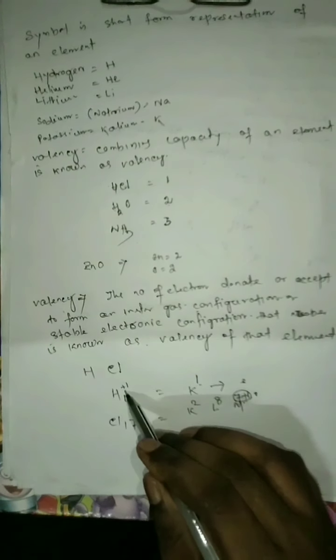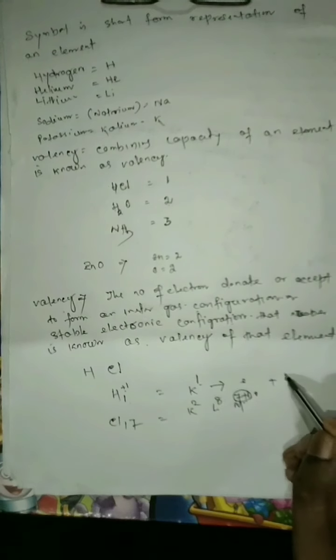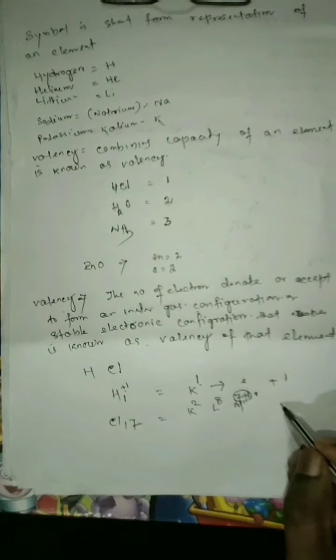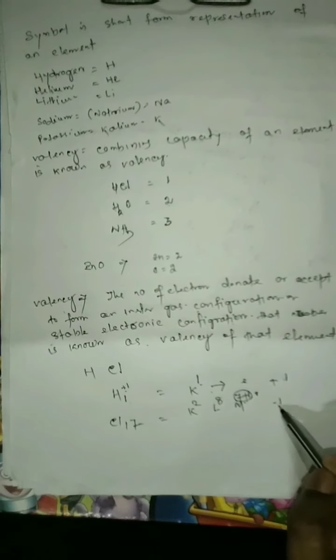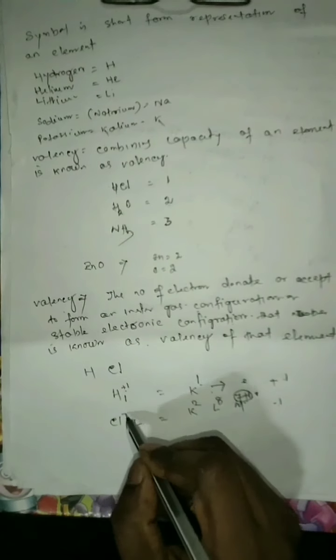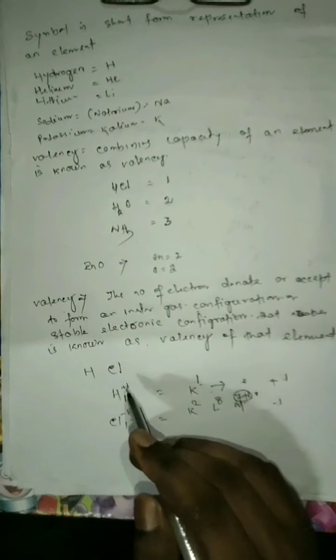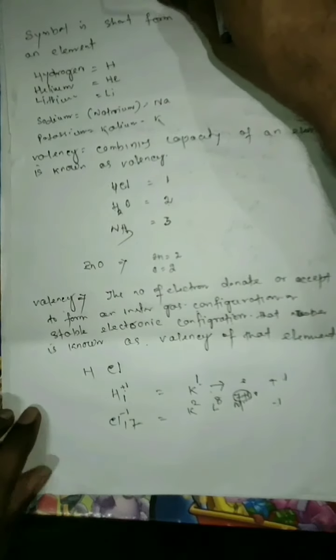So hydrogen donates 1 electron, so this becomes plus 1 valency. Chlorine getting 1 electron is minus 1 valency. The loser is known as plus 1, the acceptor is known as minus 1 due to the excess electron. So this becomes minus 1 valency and plus 1 valency. In this way you can determine the valency. Another example I want to give now is water, the formation of water.